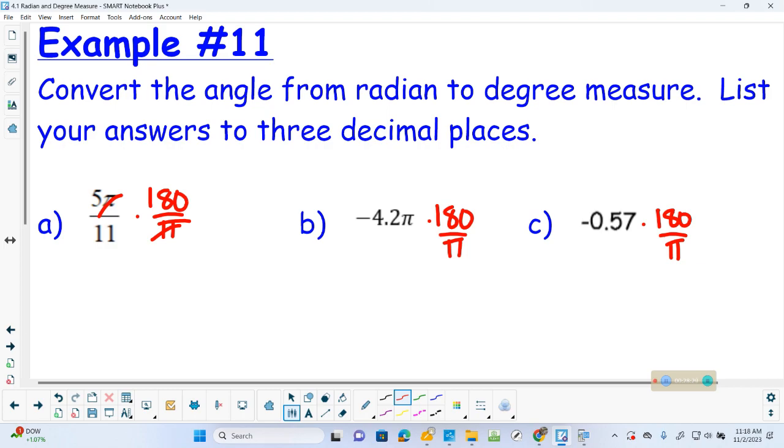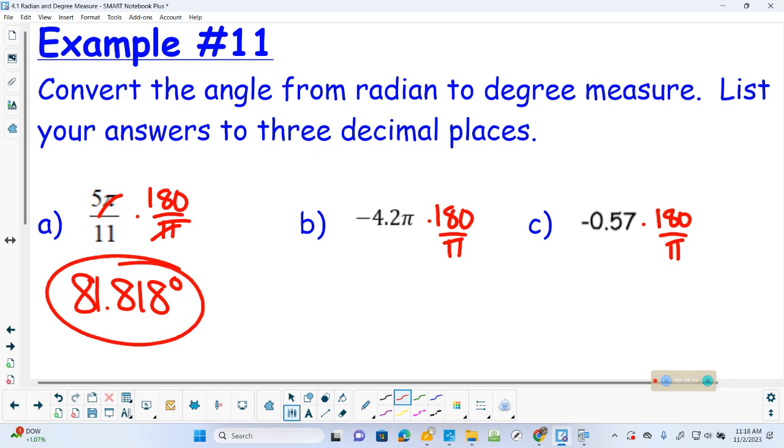What do you got? 80.8. Yeah. I got it. Make sure you put your degree symbol on it. Now this one isn't too bad because the pi's of course cancel, so punching in negative 4.2 times 180 isn't so bad. It comes out kind of nice.